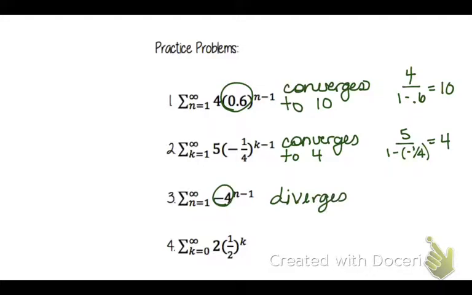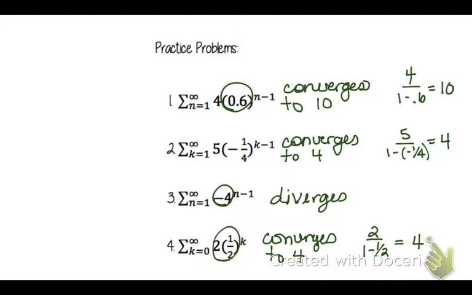And then number 4, if you notice, the notation is just a little bit different. It just means that we're calling the first term a sub 0, so I don't have to have that minus 1. Again, we still focus on the 1/2. So because it is less than 1, it converges to 2 divided by 1 minus 1/2, which is 4.